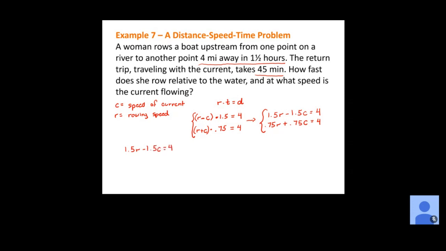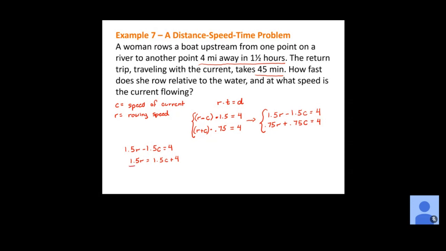And so if we solve, we're going to have to move the C term to the other side, which means we're going to have to add it. So we're going to get 1.5R equals 1.5C plus 4. And again, this is only if you're going to graph it in your calculator, right? You would have to solve for a variable. If you wanted to put this in Desmos, you could actually put it in just like that. You're just going to have to use X's and Y's instead of R's and C's, okay?